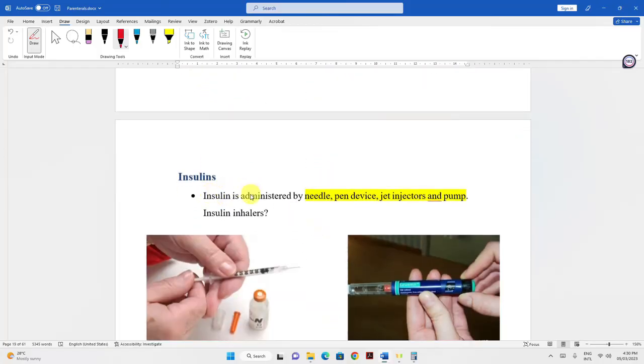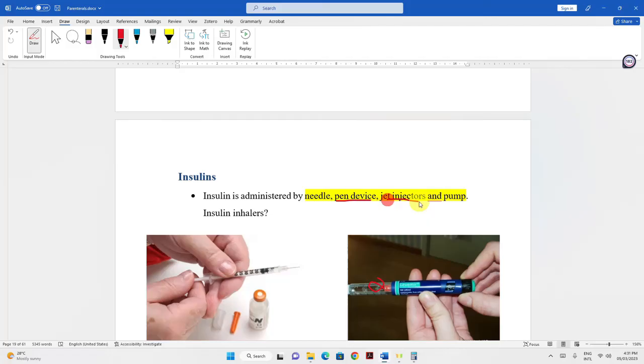We'll talk a little bit about insulin, and then we'll stop this part. Insulin, as you are aware, is one of the very important biologic drug products, and the common way of administering insulin is through an injection needle. But you should be aware that there are pen devices. A pen device doesn't mean it's not a needle. There is a needle. Okay, look, here there is a needle.